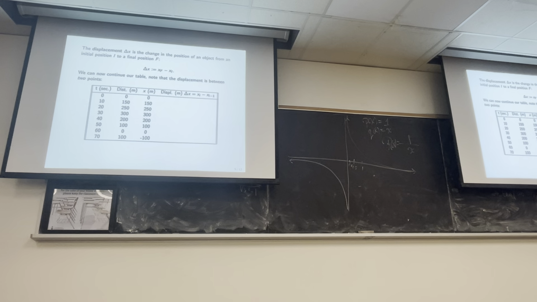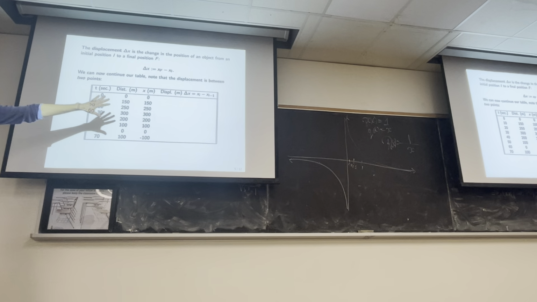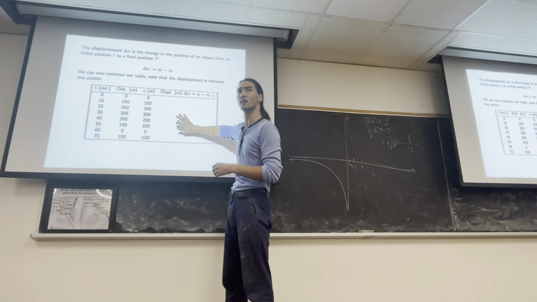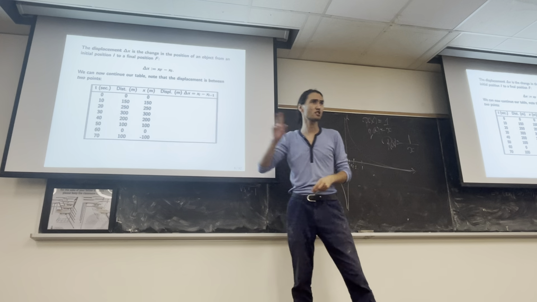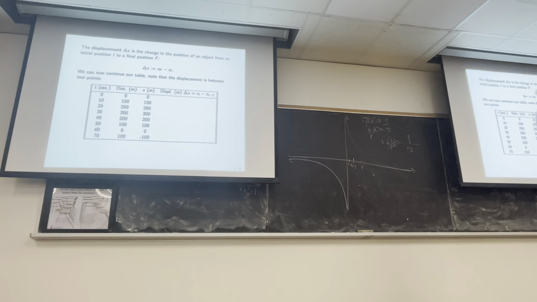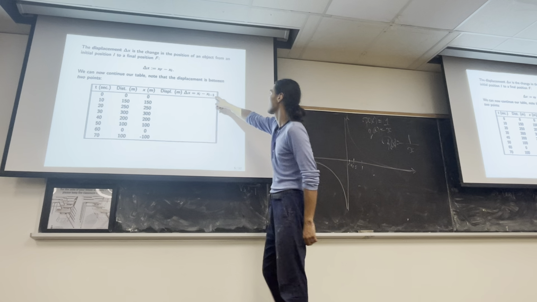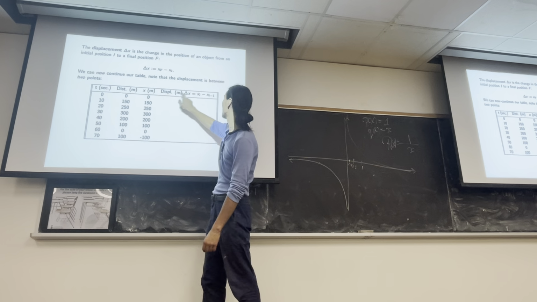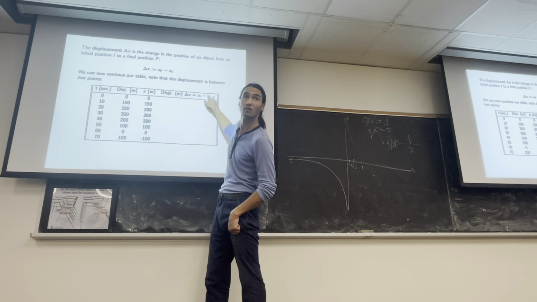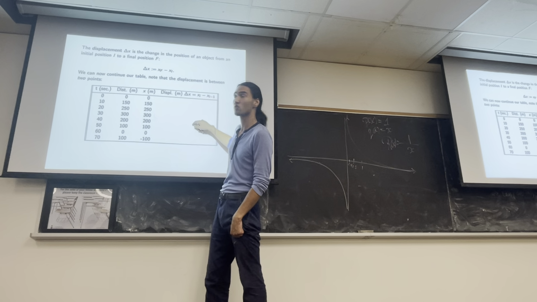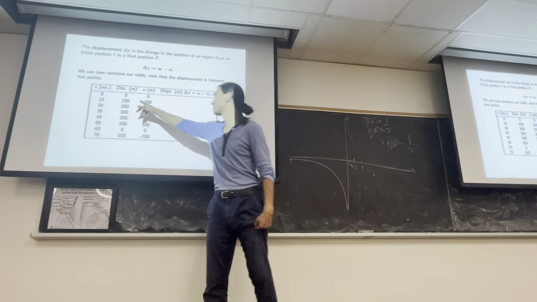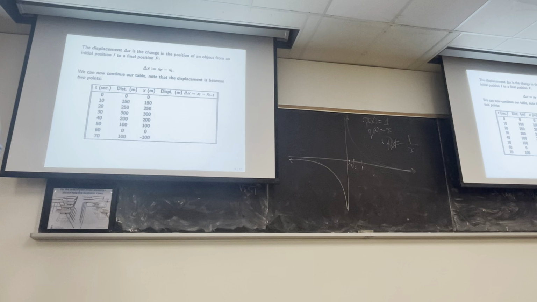Note that the displacement is between 2 points. So let's try to fill up this table. You all have the PDF. Let's spend like 2 minutes trying to fill up this table. So del x is x_i minus x_(i-1). For example, x1 minus x0, then x2 minus x1, x3 minus x2, and so on. Either one works.